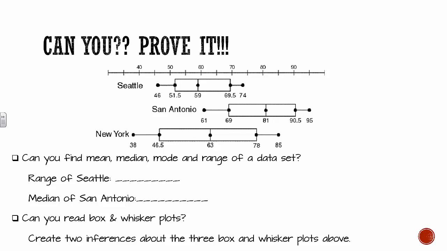You can't use this one, but as an example, New York's range is way bigger than Seattle's range. Seattle might be a little higher, but the spread of New York is way bigger than Seattle. So that could be one inference. You need to come up with 2 more.